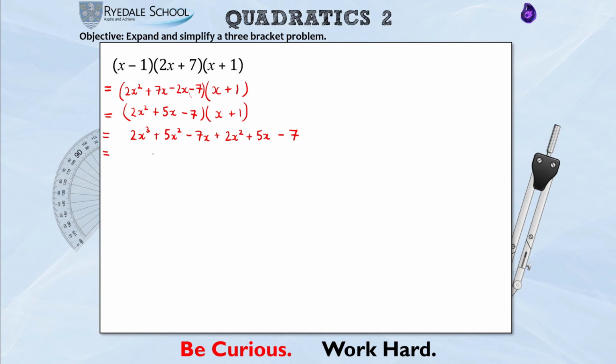Tidy it up by collecting like terms. 2x cubed. Where are my x squareds? Well, I've got 5 and another 2. So that's 7x squareds. Tidy my x's together. Negative 7 plus 5 x's is going to leave us at negative 2x. And then negative 7. So remember, if you're interested in my other way of doing this question, just check out the timestamp in the description below.